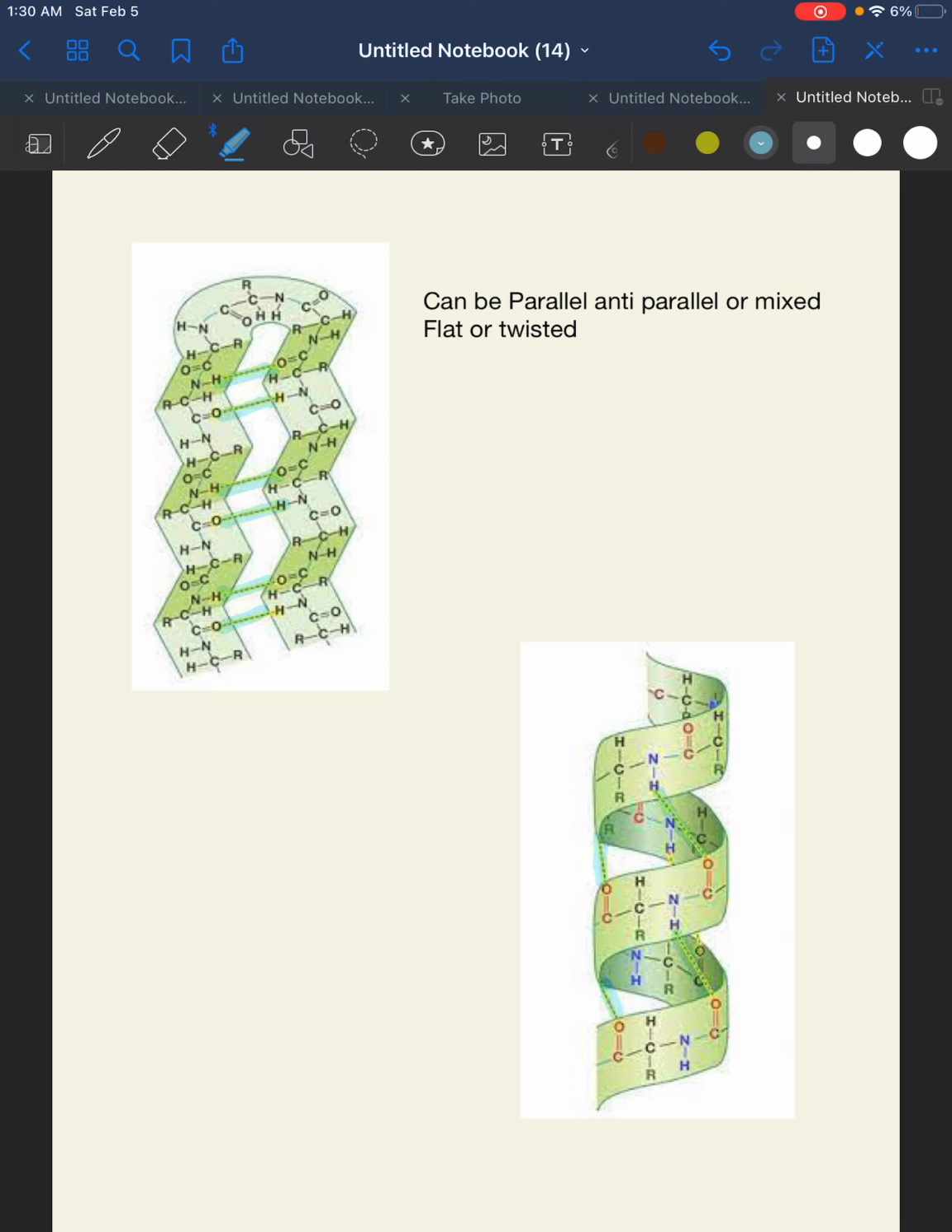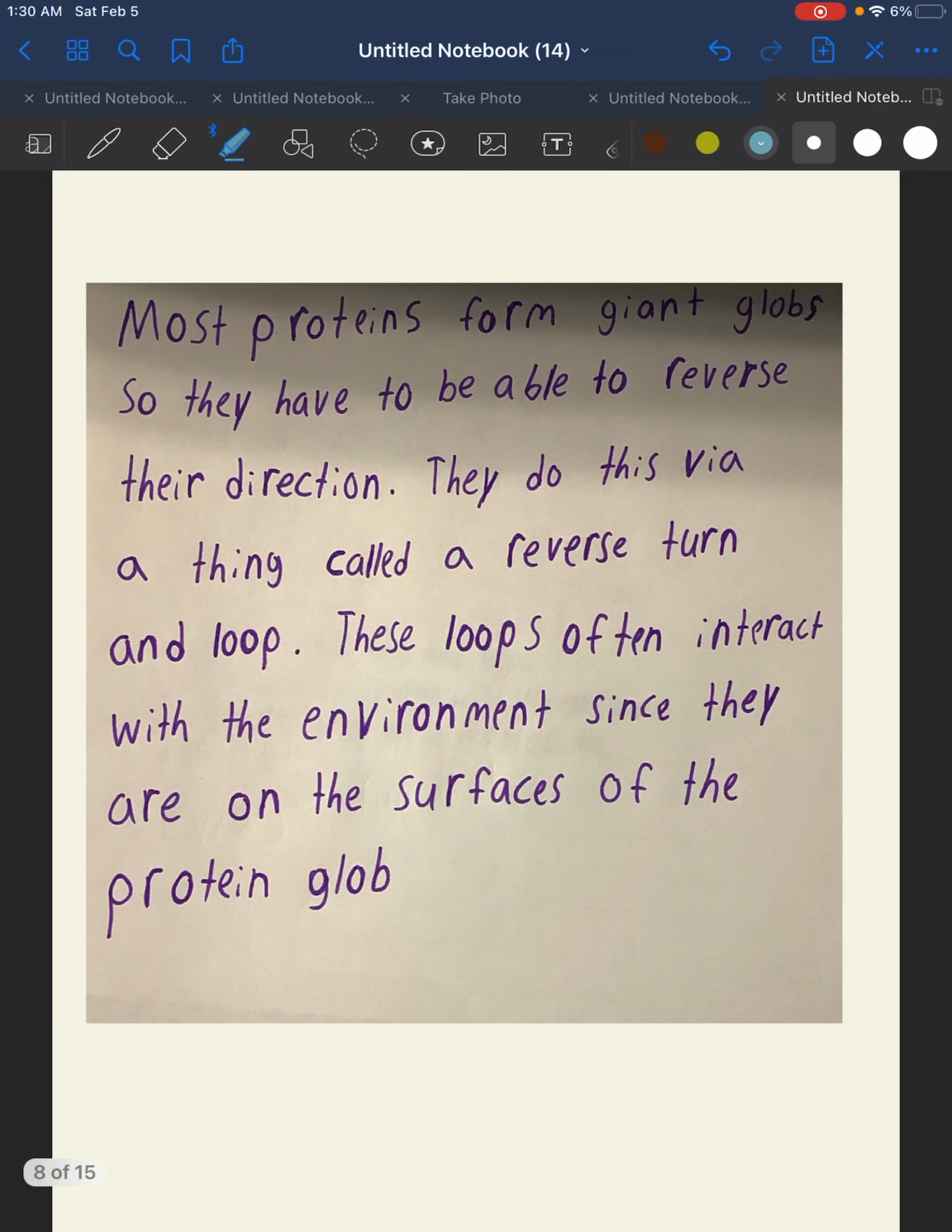And there you go. Now, beta sheets can either be parallel, anti-parallel, or mixed, and they can either be flat or twisted. Something you need to know, proteins are usually found in globular structures, so big globular structures, kind of like, think of myoglobin, just a big glob of protein.